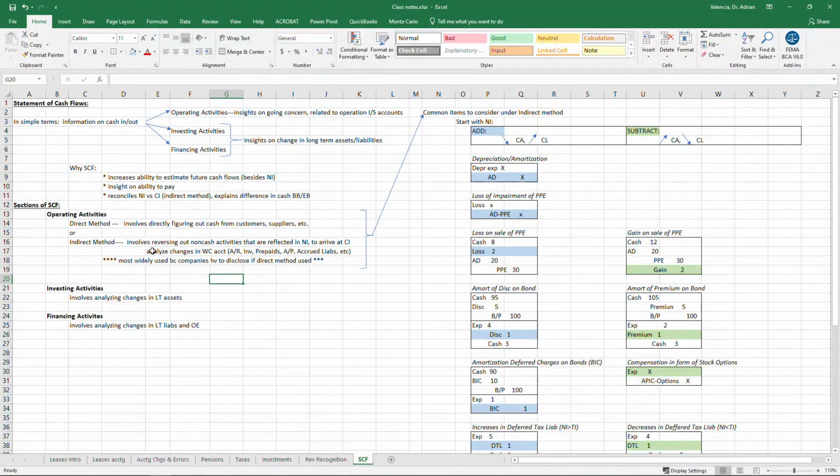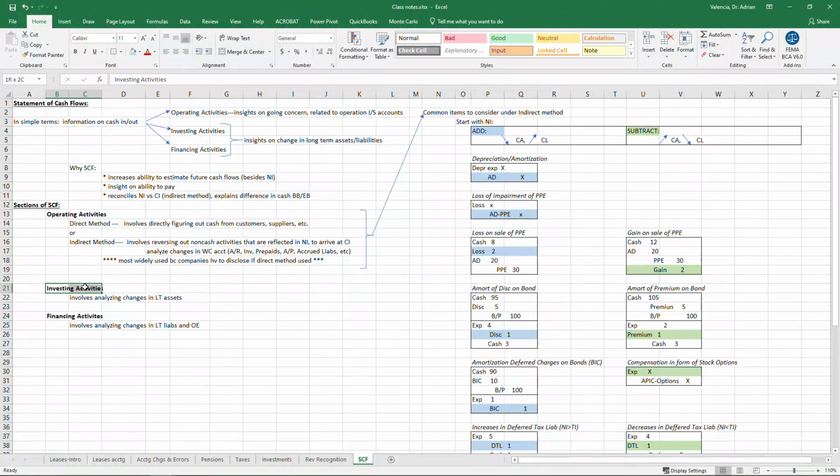In general, the way this works is we analyze any changes in working capital accounts. So these are your accounts receivable, your inventory, your prepaids, accounts payable, all these current assets and current liabilities. Those are your working capital accounts, and we analyze changes in them. And then, based on those changes, we reverse out whatever is non-cash related from net income. And in a minute, we'll go ahead and do that so I can show you some of the items that normally we see.